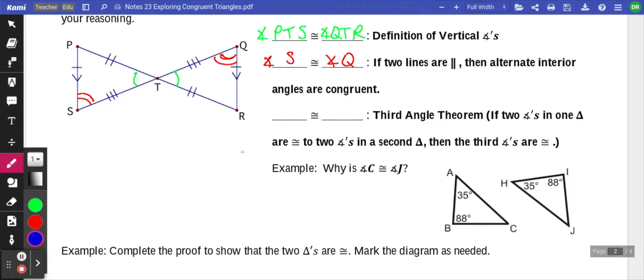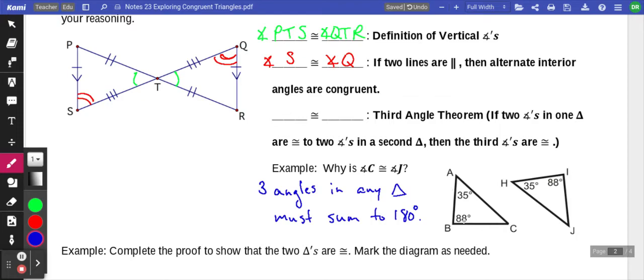Are the third angles going to have to be the same? And you might think, why? Why does angle C have to be congruent to angle J? And the reason is pretty simple. It's because the angles in a triangle, no matter what triangle it is, all three angles have to add to 180 degrees.